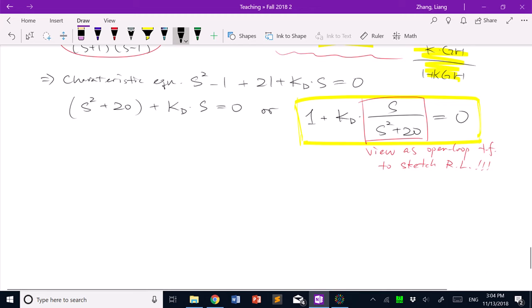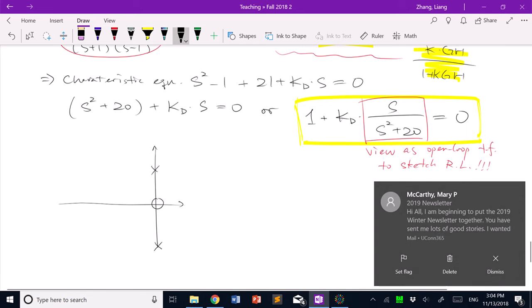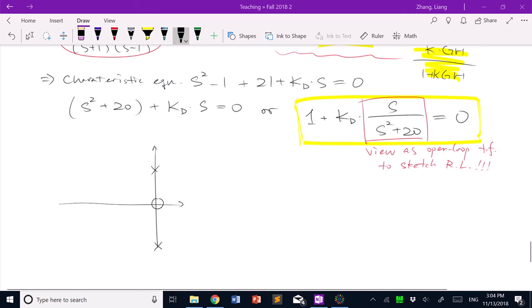Okay. And when we do this, we can find out that you have one zero here, and you have a pair of complex poles, one here and one here. And how do we study such a system?